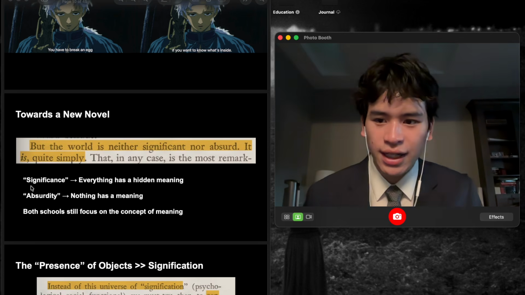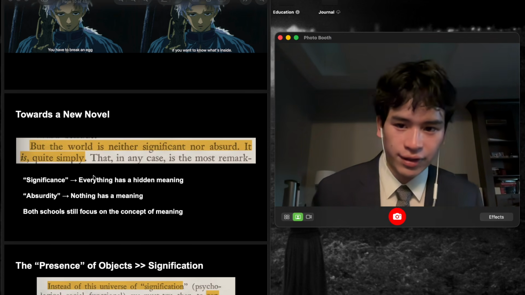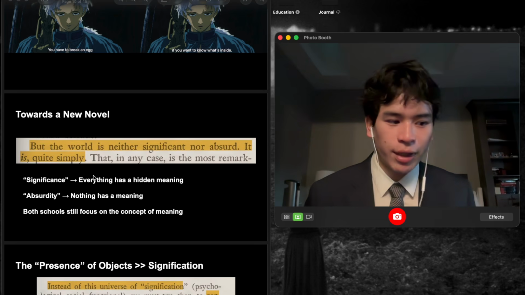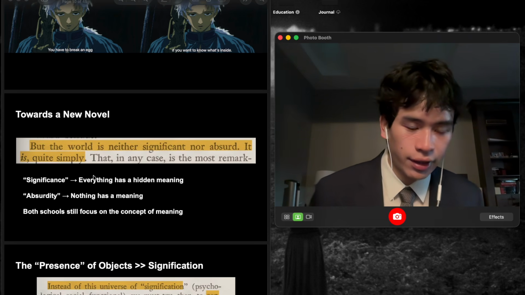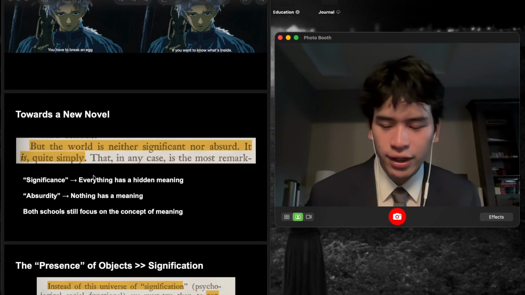So what does he mean by that? Significance, again, refers to that psychoanalytical tradition where everything is significant, everything has a hidden meaning. If a character does something, it's indicative of their interior psychological state, right? So obviously, Alain Robbe-Grillet says, yeah, not true. Not what I want the novel to be.